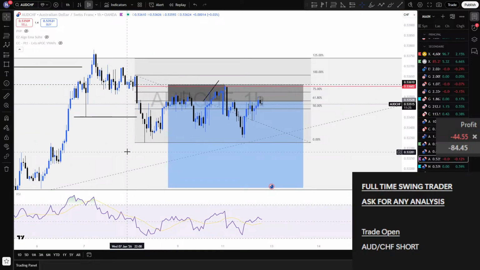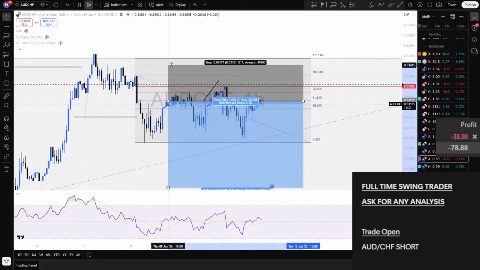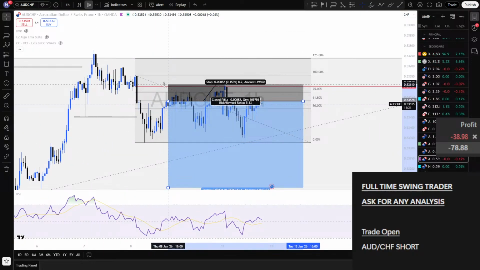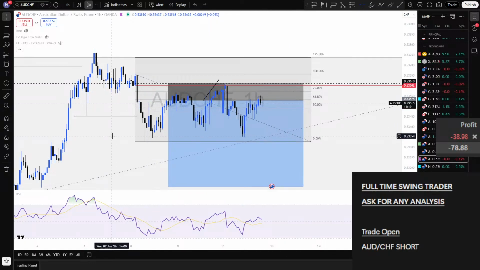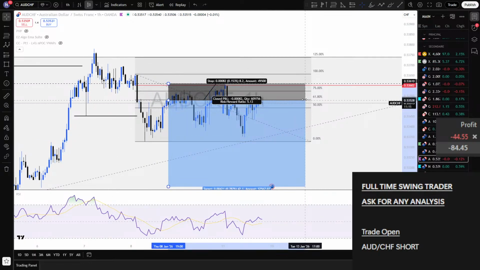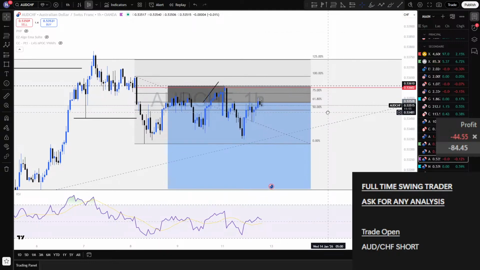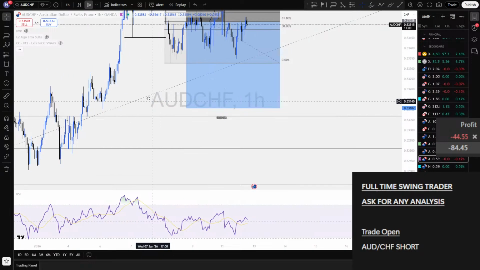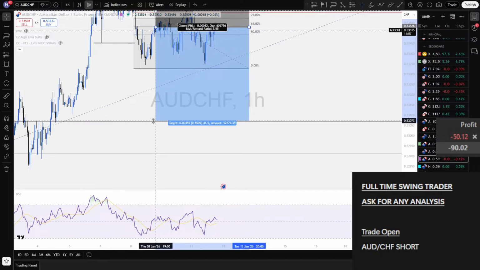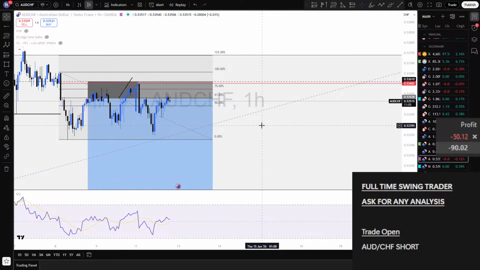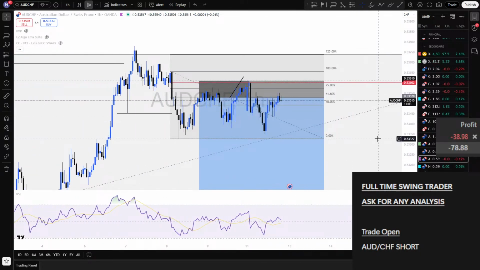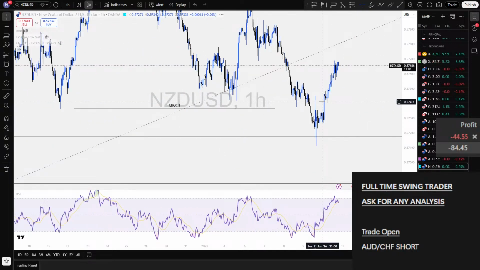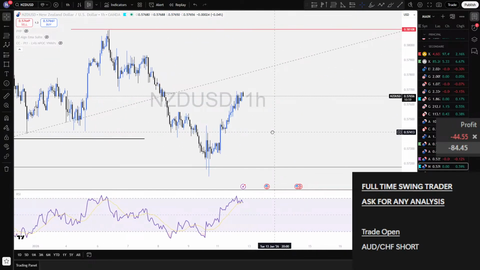USD CHF, I'm in this now. So I was like this, and now I move myself to this. So at worst, I lose 0.5 R. So $500 basically. My TP is there exactly. So nothing to do on AUD USD.